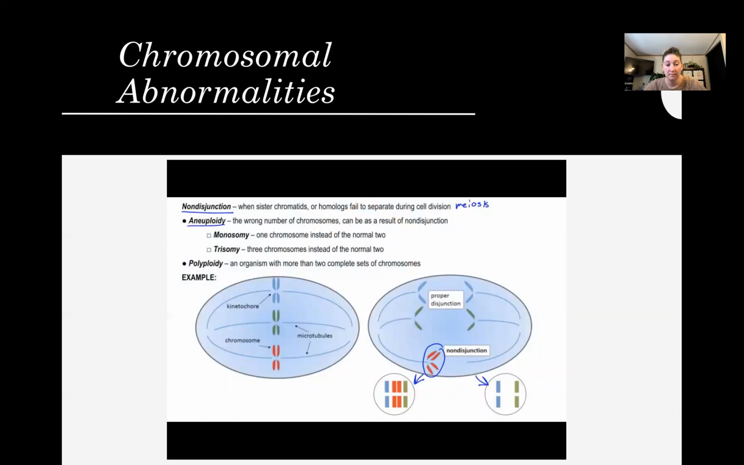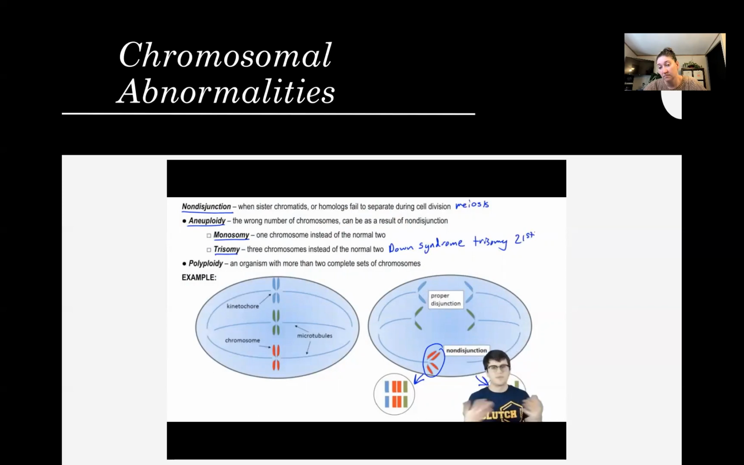And when you have aneuploidy, you can end up with organisms that have monosomy, having only one chromosome instead of the normal two, or you can have trisomy, which is 3 chromosomes instead of the normal 2. And a very common example of trisomy is Down syndrome in humans. And Down syndrome results from trisomy of the 21st chromosome.